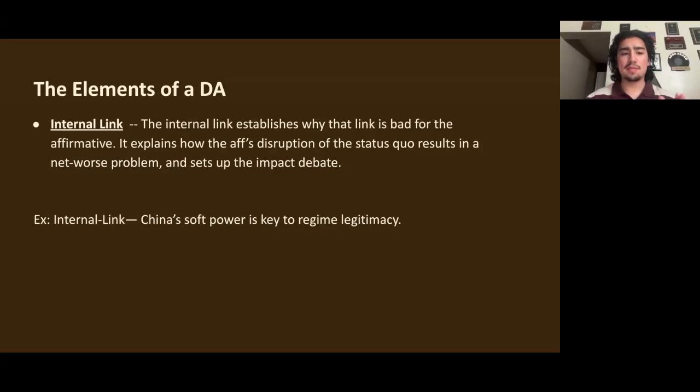Think of it as a step-by-step process. So in this example, we know that mining is the link. That if the United States increases its mining, it would crowd out Chinese soft power. So internal link: Chinese soft power is key to regime legitimacy. Okay, so now I'm starting to get a picture of why crowding out China's soft power might be a bad idea. So if we crowd it out, we know that China's regime legitimacy is going to go down. That just means that its legitimacy as a nation, its vision, its perception as a key nation would probably go down. Now I need to know why that's bad.